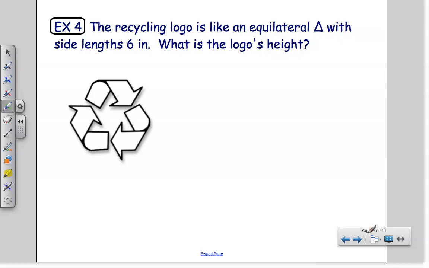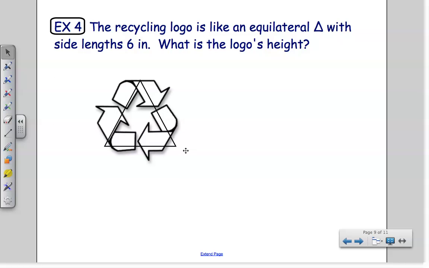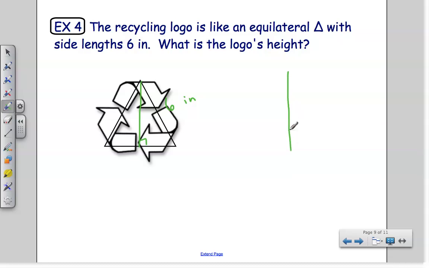One more example here. The recycling logo is much like an equilateral triangle. It's based off of an equilateral triangle with side lengths of 6 inches. Let's see how close that was. Okay, so it's approximately an equilateral triangle. The side lengths are 6 inches. What's the logo's height? Oh, so I want this distance here. Well, actually, if you picture it, again, this was an equilateral triangle to start with. I'm just highlighting this triangle on the right here. The side length was 6 inches. I want to know the height, which is this.